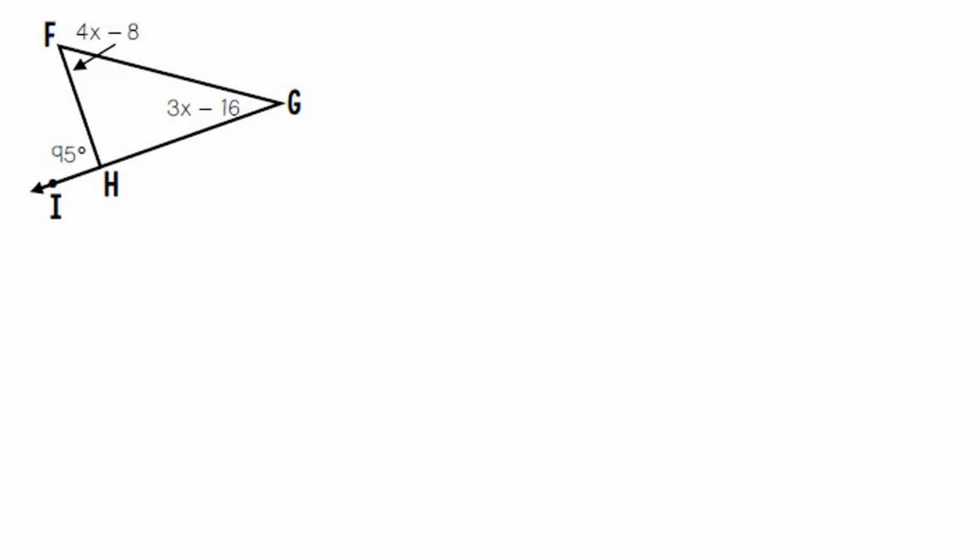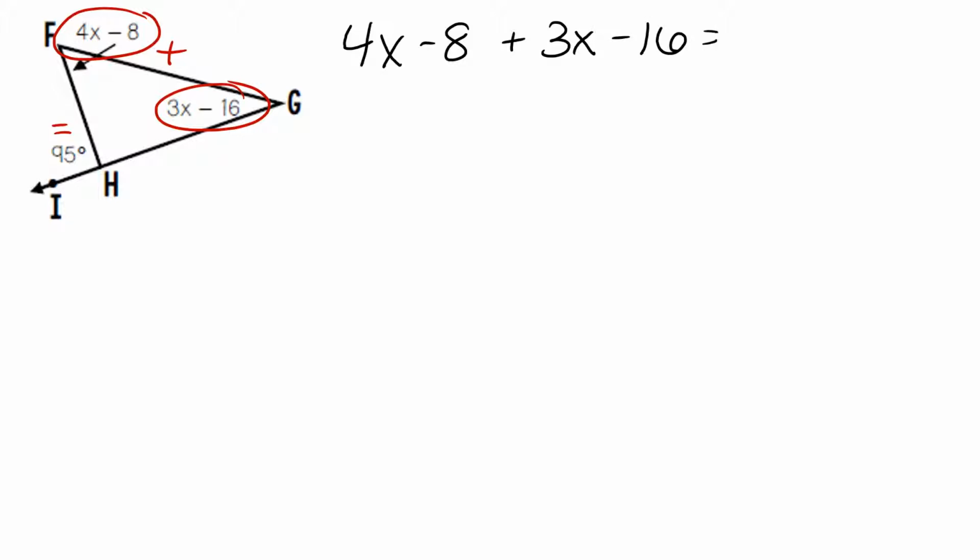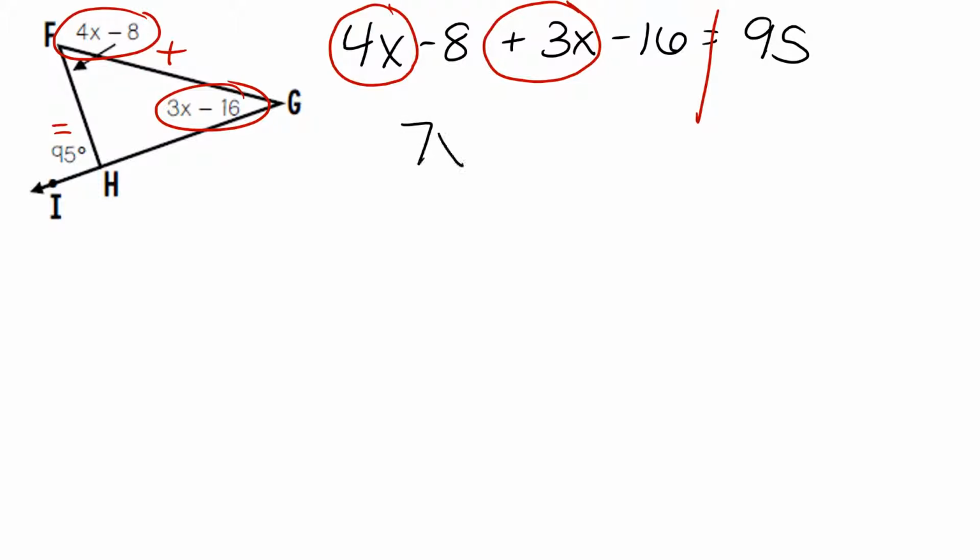Still following our pattern of adding the two inside angles, and it's going to equal the outside angle. For this problem, we have 4x minus 8 plus the other angle, 3x minus 16, equals the outside angle, 95. When we combine like terms, we can combine 4x plus 3x. 4 plus 3 is 7. Bring down the minus 8, bring down the minus 16, and the equals 95.